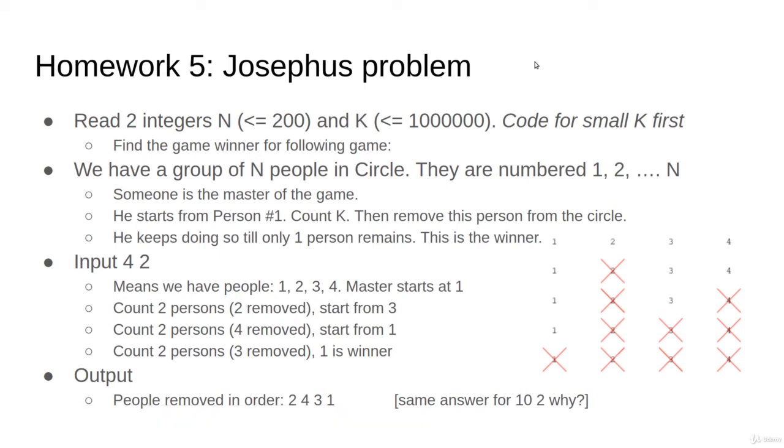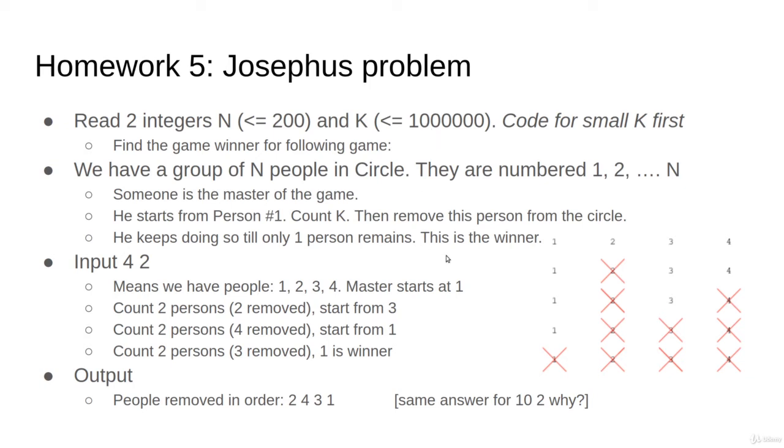Homework number 5. There is a very popular problem in computer science. We call it the Josephus problem. In the Josephus problem, you need to read 2 integers, n, which is a small value, and k, which is a very large value. But I would like for your initial trial to think of k as something small, like maybe 10 or 100. This is a game as follows.